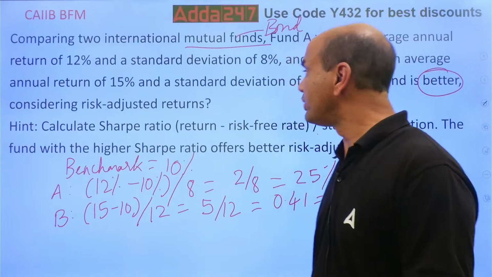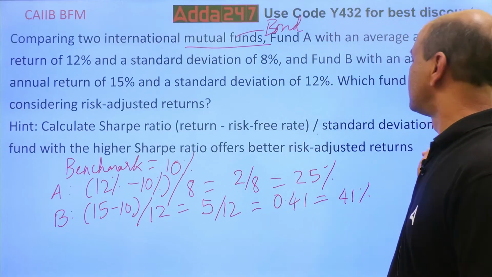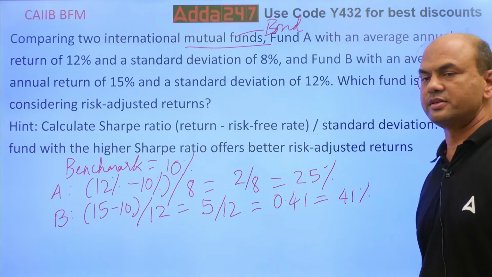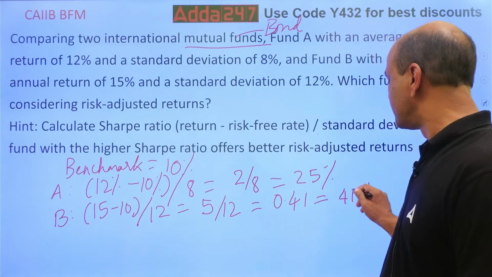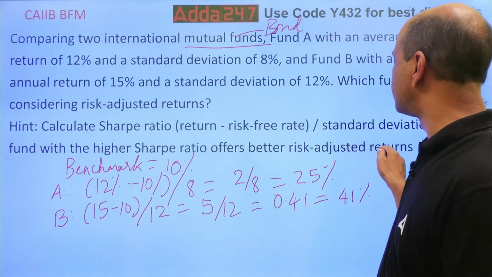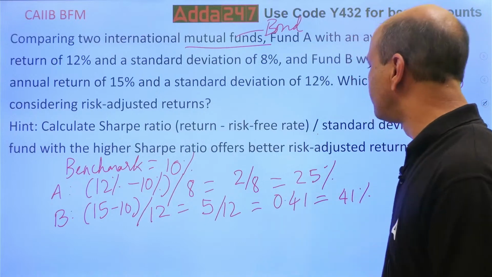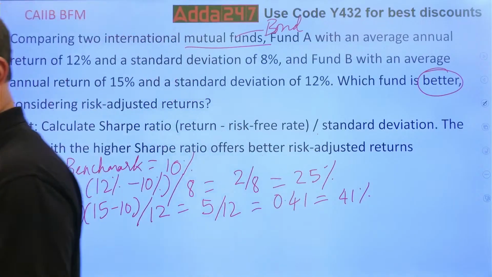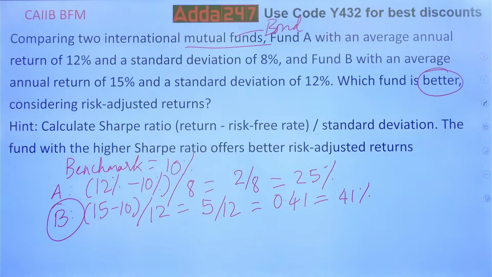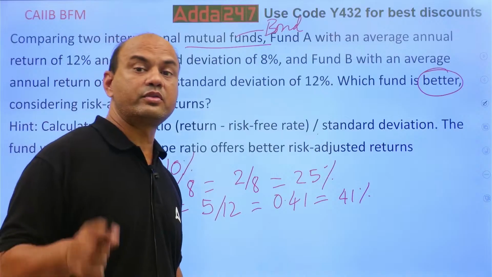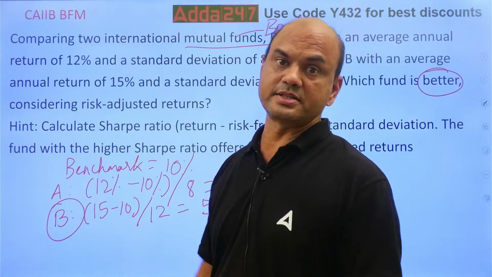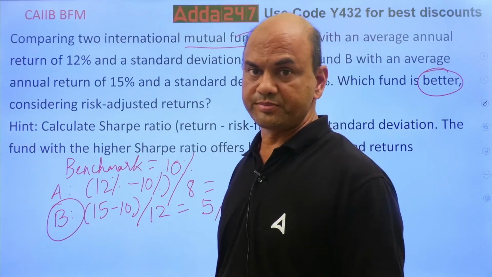So who is performing better? The fund with the higher Sharpe ratio offers better risk-adjusted returns. So B, the B fund or B bond, will be performing better and it will give you better risk-adjusted returns. Got it? This is an important numerical to find out the risk-free returns, the risk-free returns in international treasury. A very important ratio.